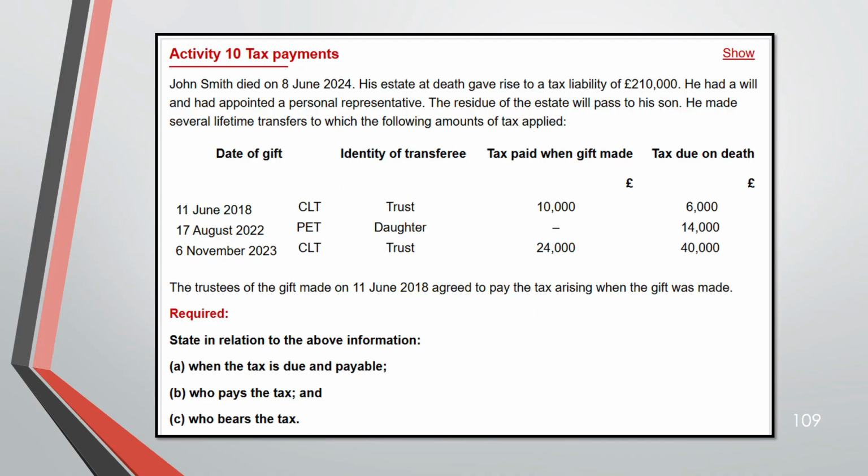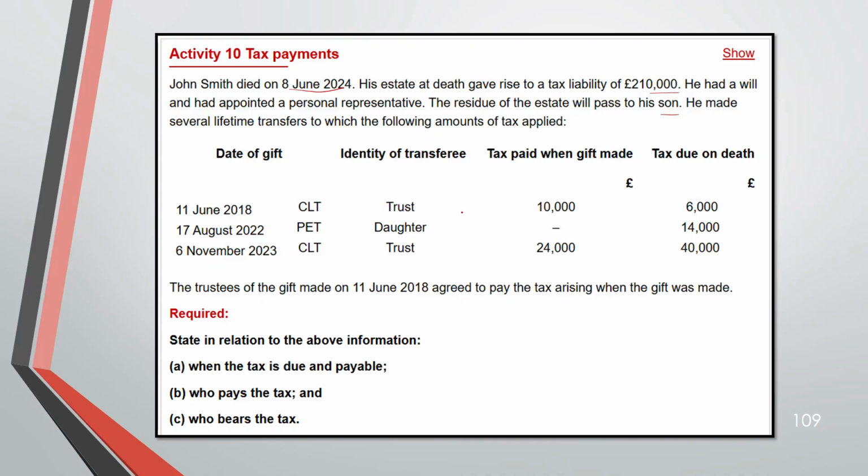So now let us do activity 10. Here John Smith died on 8th June 2024. His death gave rise to tax liability of 210,000. He had a will and appointed a representative. The rest of the estate will pass to his son. These are the gifts he has made: 2 CLT and 1 PET.